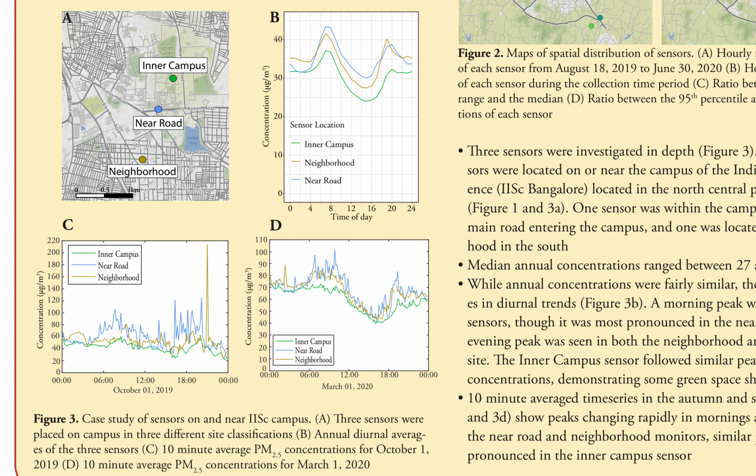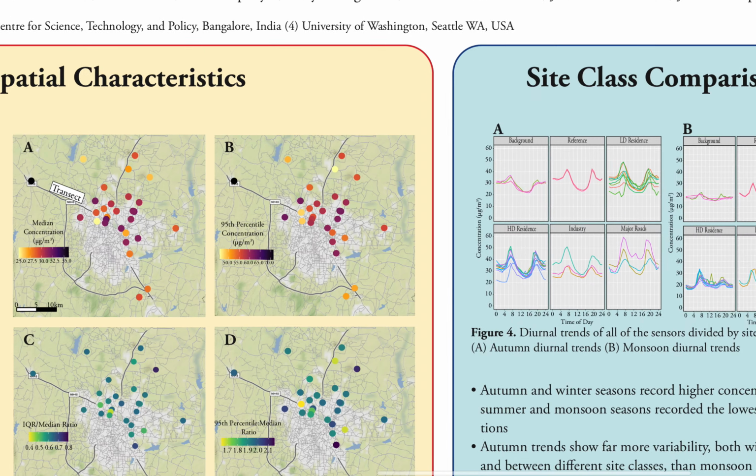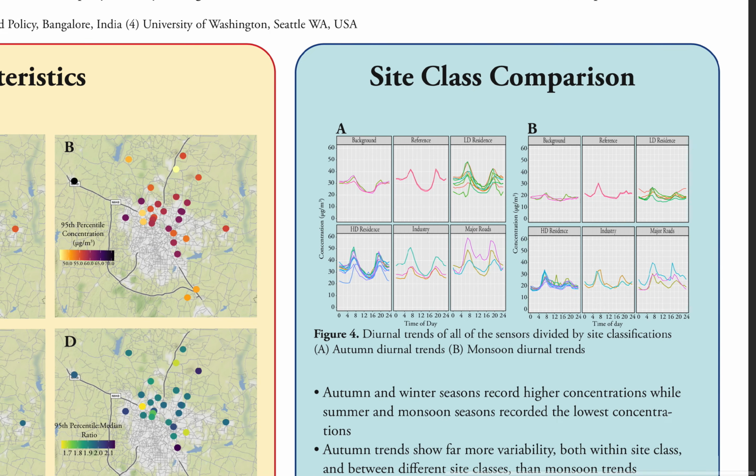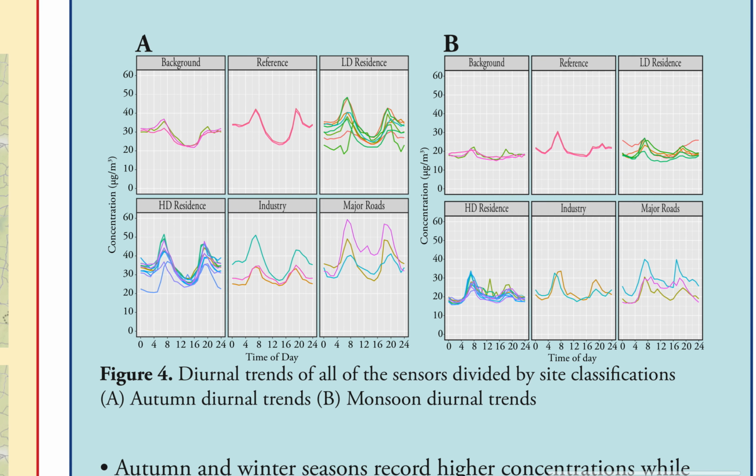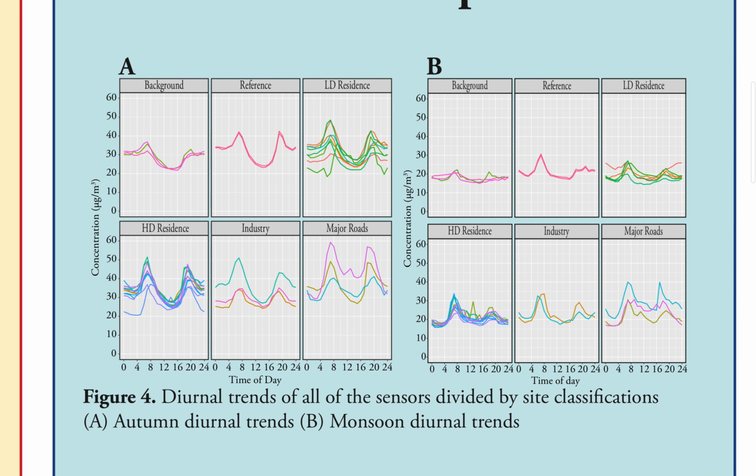But as we move to Figure 4, we see an effect of seasonality on the hourly average data. In Figure 4, the data for each hour were averaged to create a diurnal trend for each sensor. The sensors were then divided by site classification. Two seasons, autumn and monsoon, were chosen to compare both the seasonality of particulate matter concentration and how each site classification differs between the others. Concentrations in autumn are shown in Figure 4a, and these are much larger than the concentrations in the monsoon, which is shown in Figure 4b.